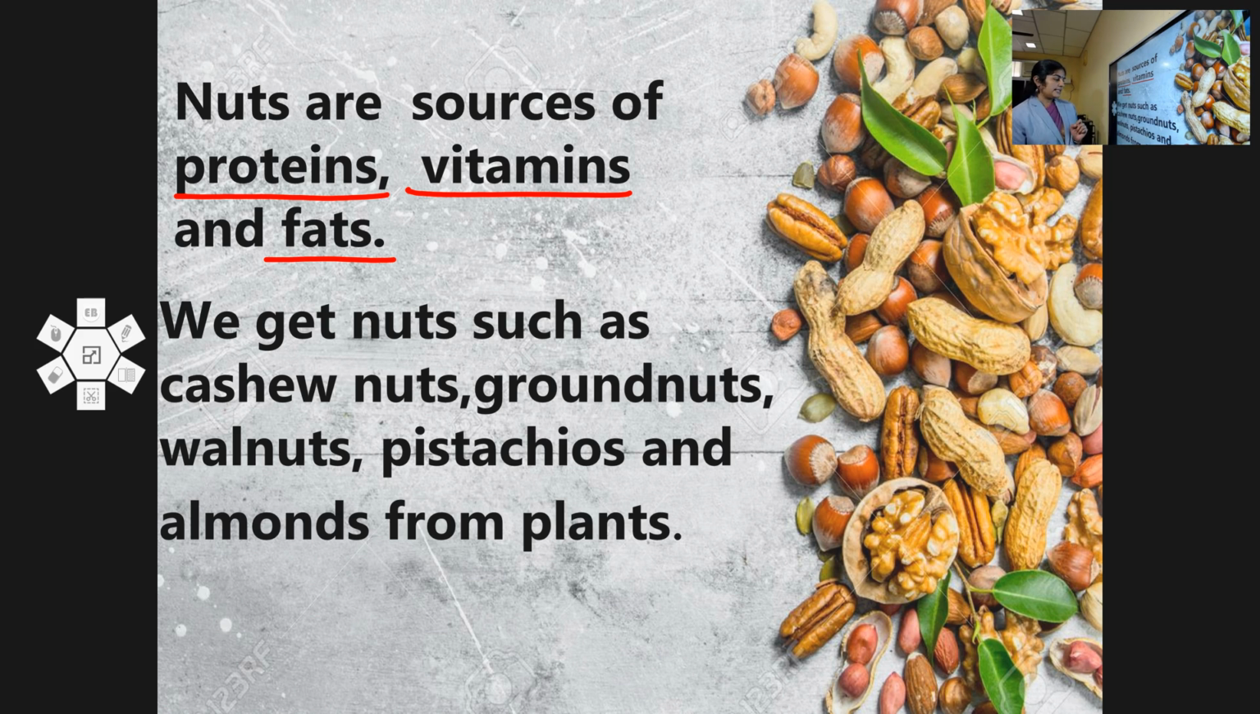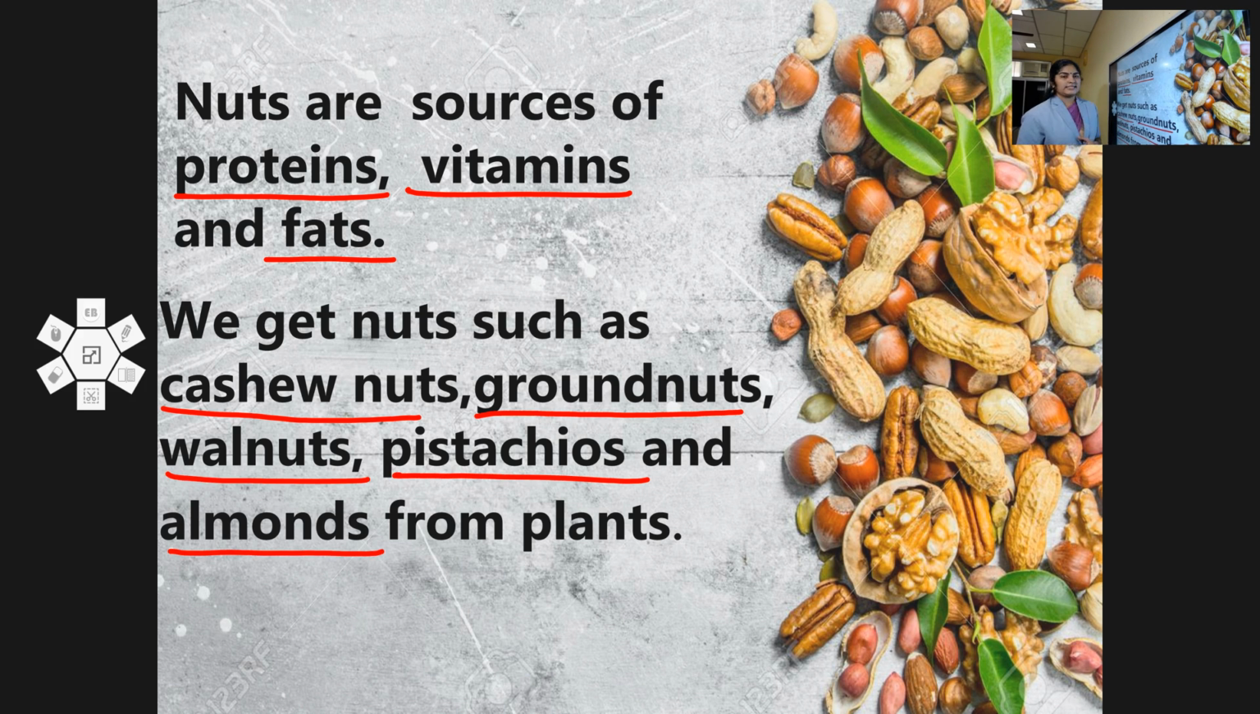We get nuts such as cashew nuts. You know cashew nuts. Then ground nuts. Yes. Then walnuts, pistachios, almonds, etc. from plants. So which are the main nuts you know? Cashew nut, ground nut, walnut, pistachios, almonds. You have to learn the names. Okay. So nuts are sources of proteins, vitamins and fats. The different types of nuts include cashew nut, ground nut, walnut, pistachios and almonds.